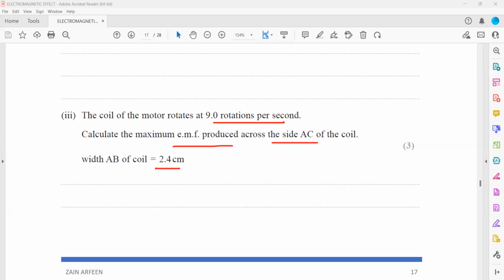So here we already have the formula they mentioned. The rotations per second are given. We want to find EMF. The width is also given. So we will use a formula: we have the EMF is equal to BLV. And what about V? Because it's rotating, it's an angular velocity, which is equal to 2 pi r divided by t.